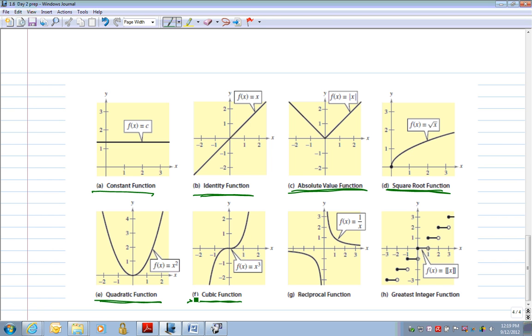Reciprocal functions, which last year we often called rational expressions. You did a little bit of this last year. And then, just what we talked about now, the greatest integer function. I'd make sure to have those in your notes and make sure that you're really clear about what each of those looks like, so that when you see a function, you know what the picture of that graph looks like.